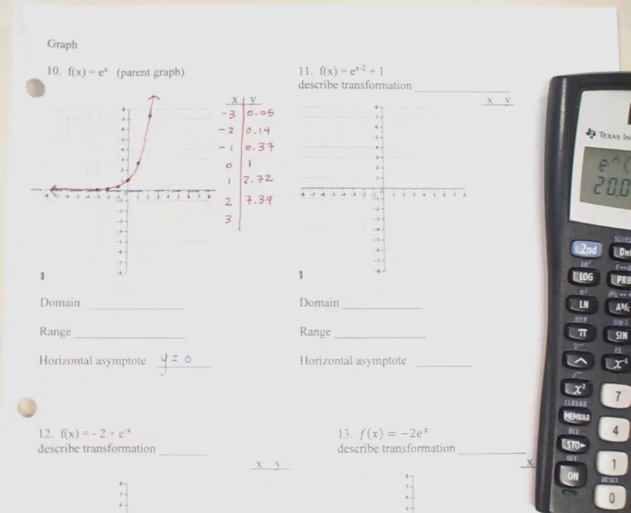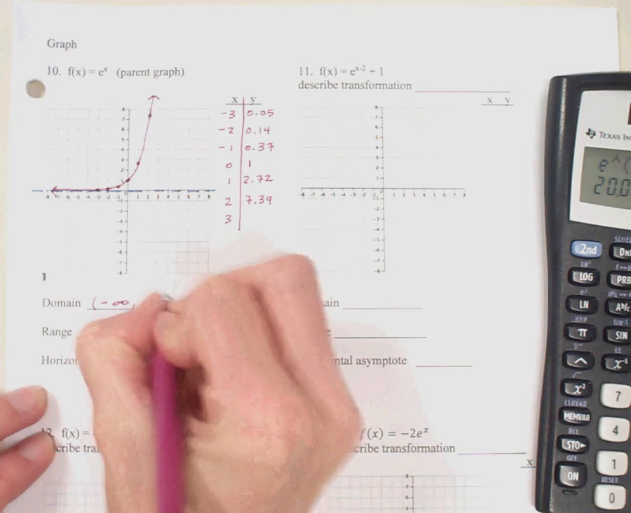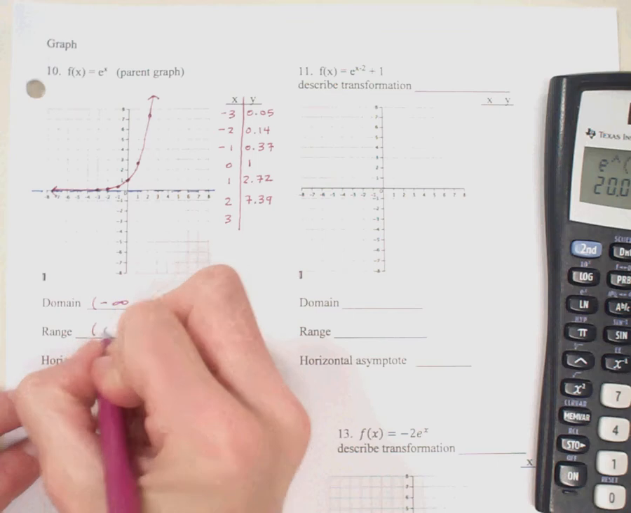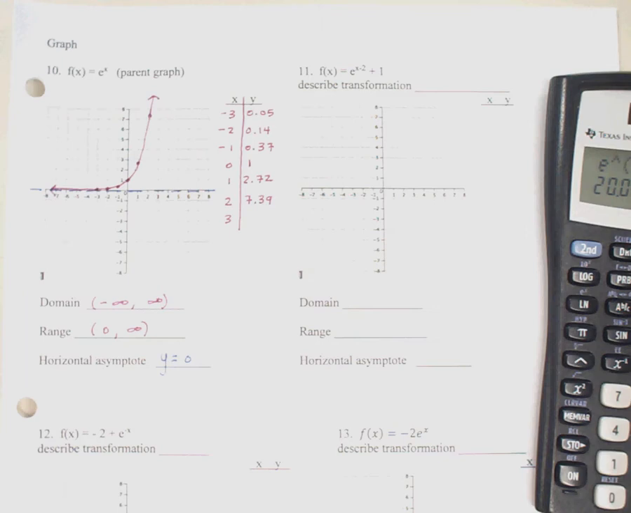Okay, all exponential functions have a domain of -infinity to +infinity. The range depends on the location of the asymptote and the curve. So the range for this function is 0 to infinity, with parentheses around the 0, because we can't have part of the curve that falls on the horizontal asymptote. So it cannot be included.